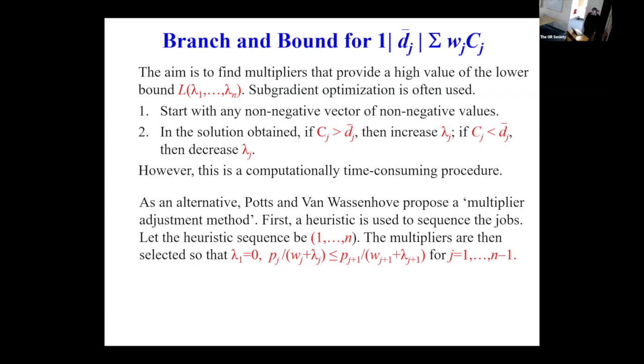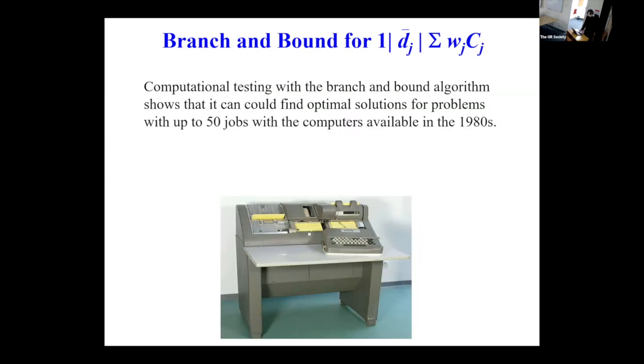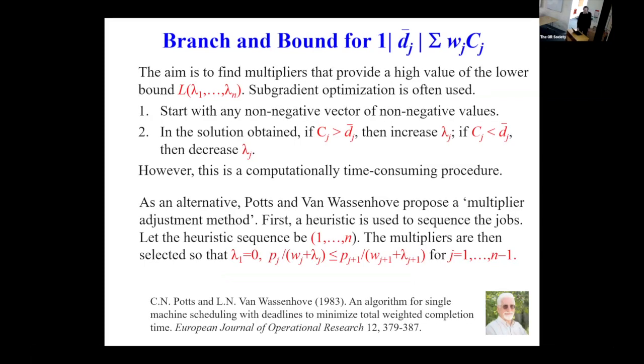So in other words, what we want to do is to order the jobs in increasing order of PJ divided by WJ plus lambda J. And we can actually solve this quite easily, but we want to choose the lambdas as small as possible, subject to these inequality constraints. So it's very easy to determine what the best values of the multipliers are. Down the bottom there, I've written the reference to the paper.